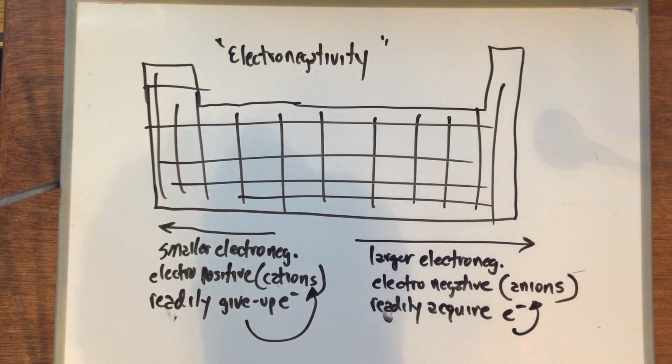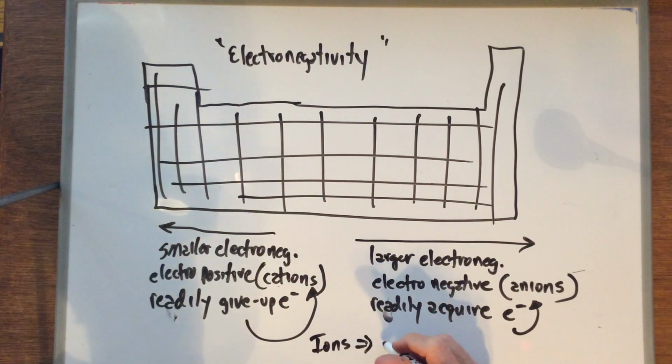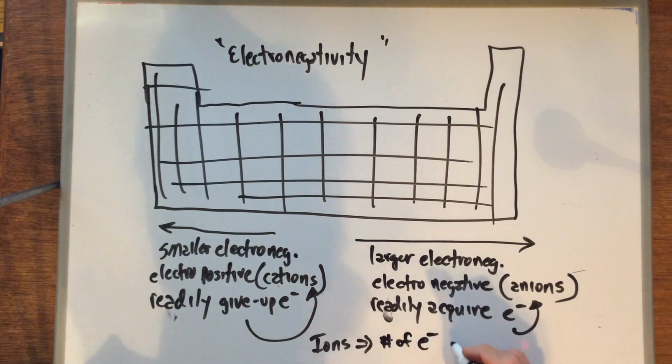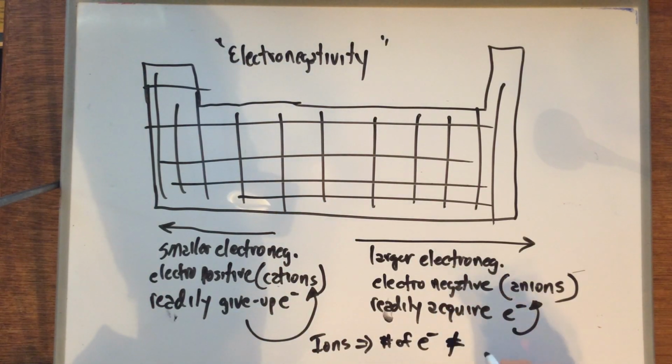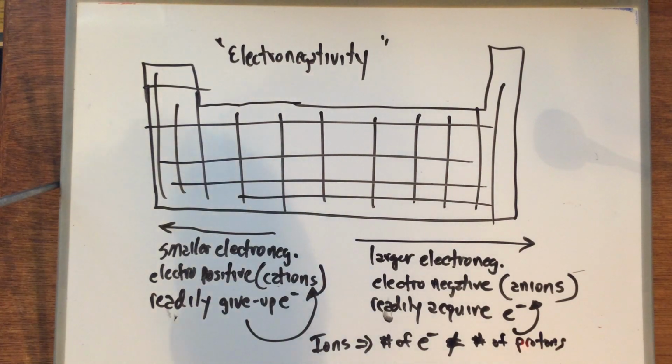Obviously, these ions are atoms where the number of electrons does not equal the number of protons. So at any rate, that's what this is essentially about as far as the periodic table of elements.